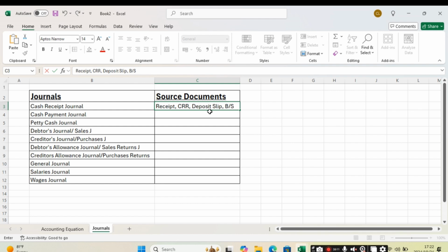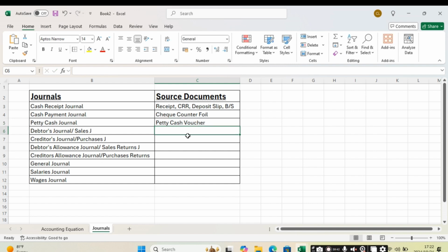And then the source documents for your cash payment journal. The source document for the cash payment journal is what? Your check, the check counterfoil, I think. Yes, so your source document is your check counterfoil. And for petty cash, we have the petty cash voucher.